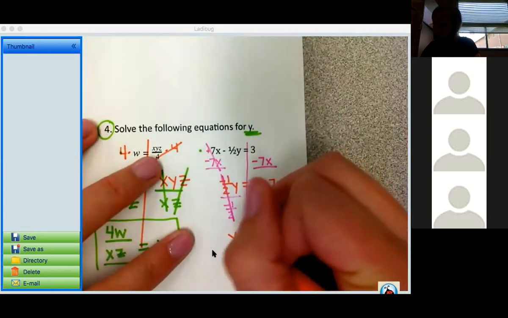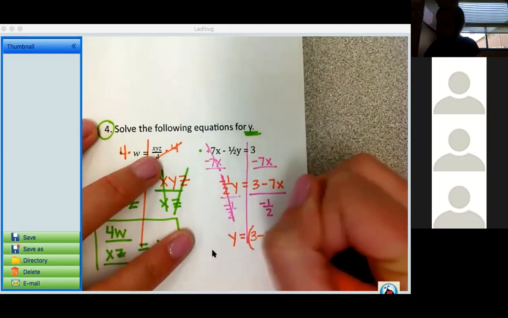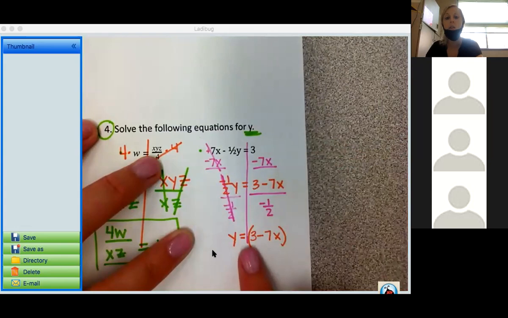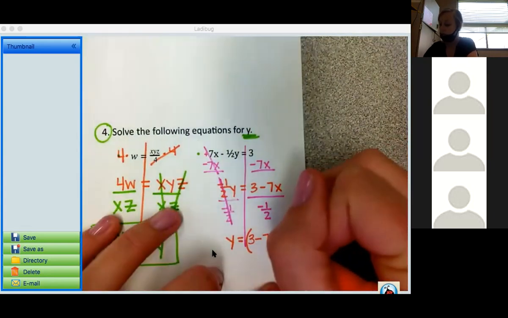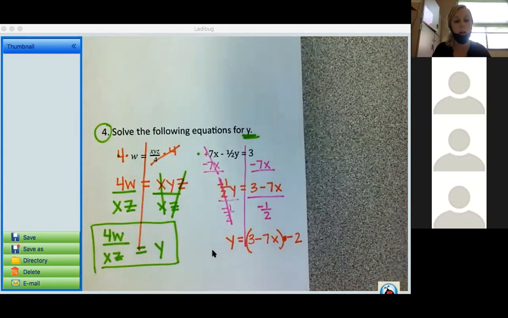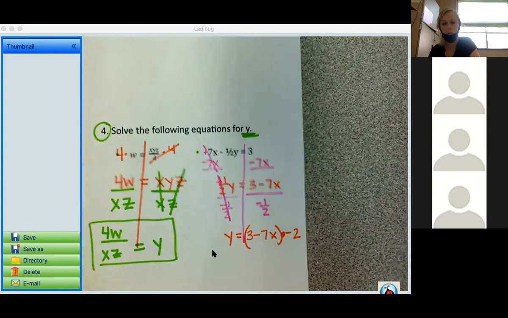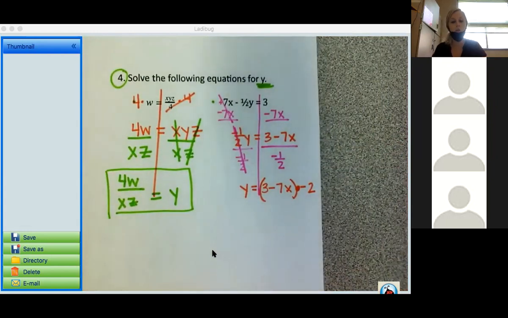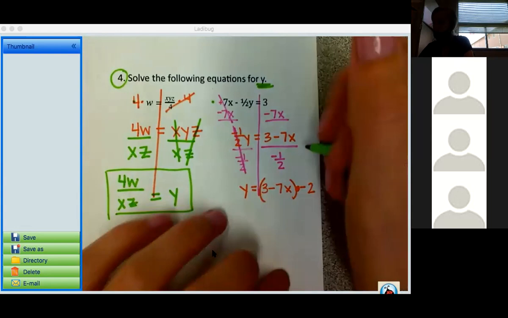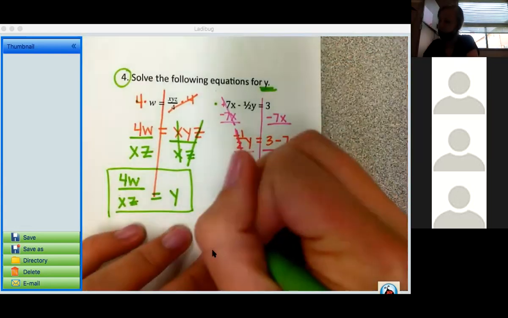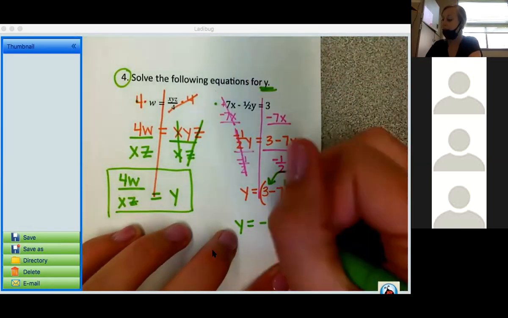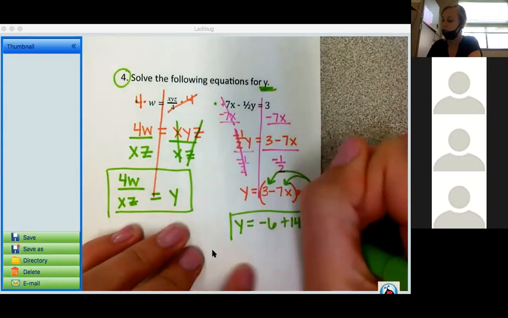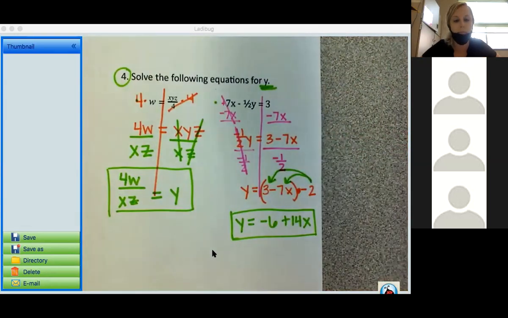So watch, 3 minus 7x, the entire thing, because the whole thing was over 1/2. So the entire thing is getting multiplied by -2. I'm multiplying here. I'm not minusing 2, I'm multiplying. And then my people in class are telling me I'm not done. What do y'all think? No. What can we do, Ashley? Distribute. Yes, good job. All right. -2 times 3? -6. -2 times -7? Positive 14x. Very good. So this is your answer for the second one.